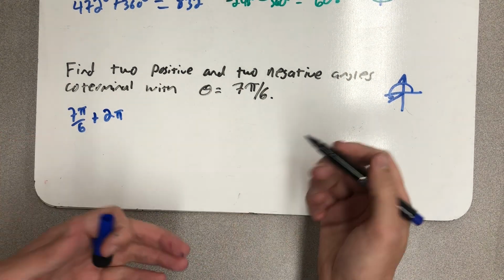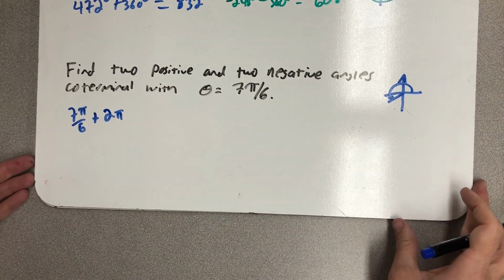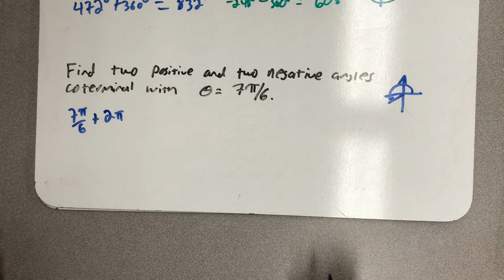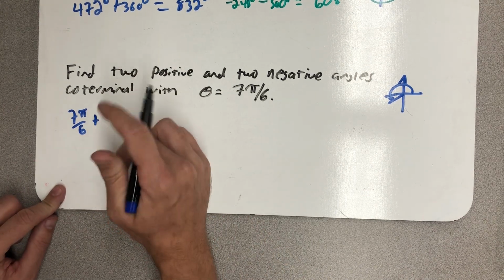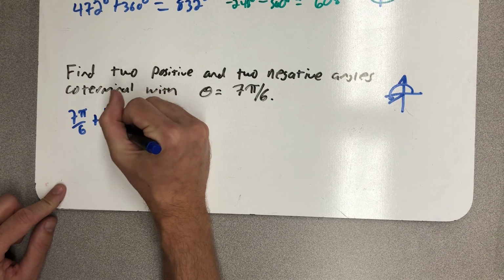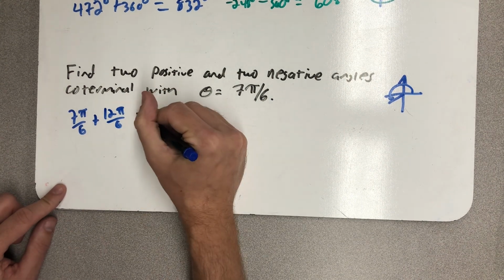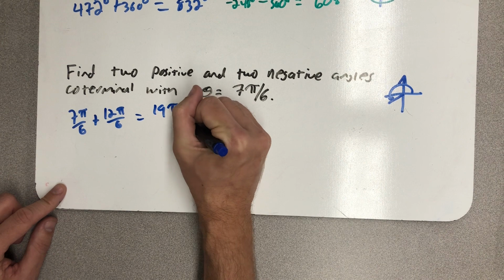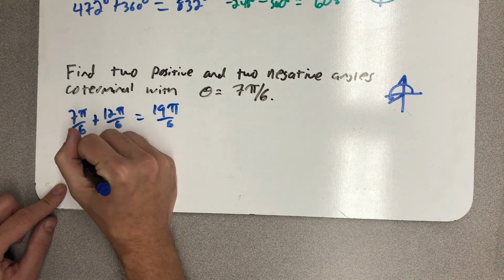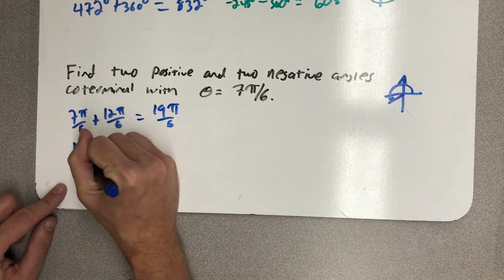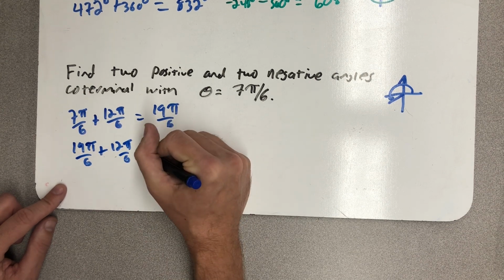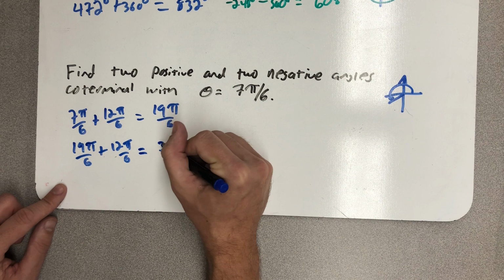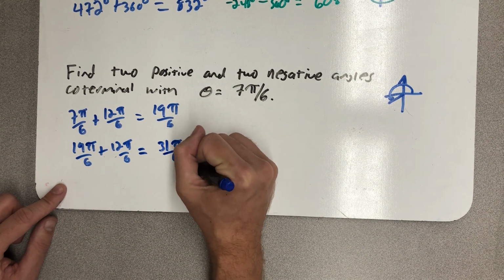And then I'll repeat the process and I'll subtract 2 pi, and I'm really just thinking about adding and subtracting full revolutions. But instead of thinking about 2 pi being 2 pi, I'll think about it with a denominator of 6. So 12 pi out of 6. So that first angle I'm going to deal with, 19 pi sixths. For another angle coterminal with that, I'll add 2 pi again. And so let's see, that would be 31 pi sixths.